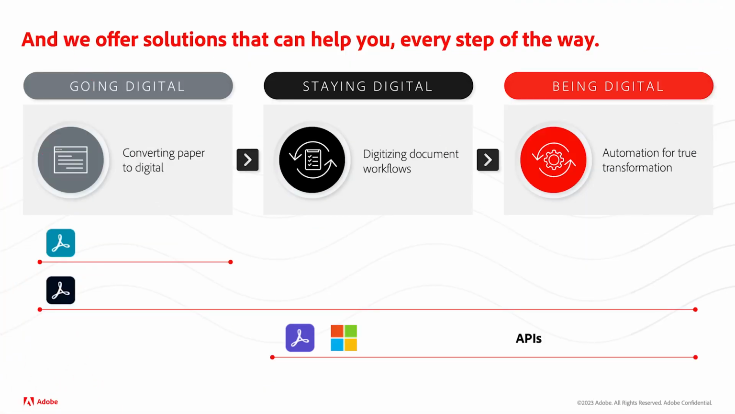Before we jump into the demo here, I wanted to cover a couple topics. We're here to help you to go digital, stay digital, and be digital. I'll be starting off by showing you how you can take a physical piece of paper and convert it to digital, and then how you could stay digital by digitizing your document workflows, and then how you could be digital by automating for true transformation.